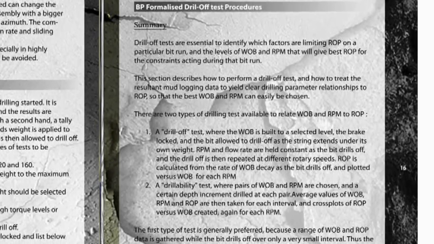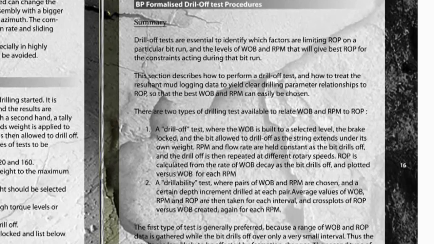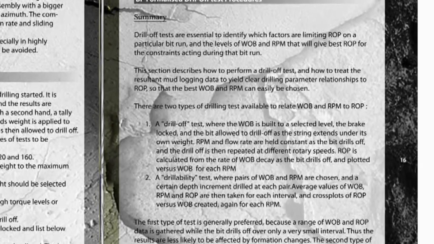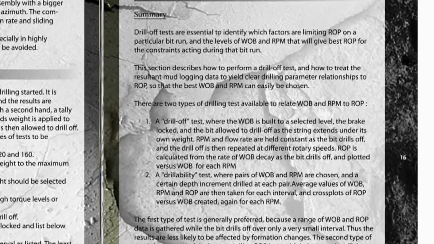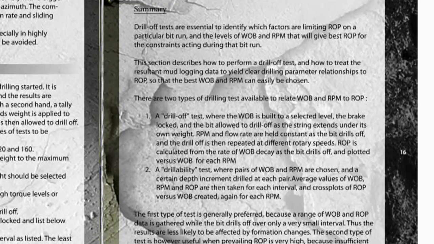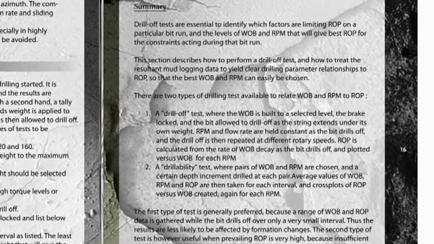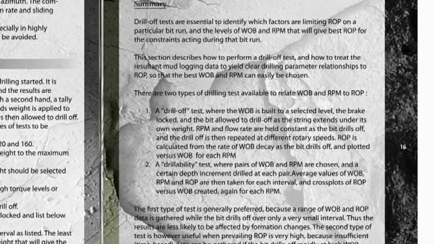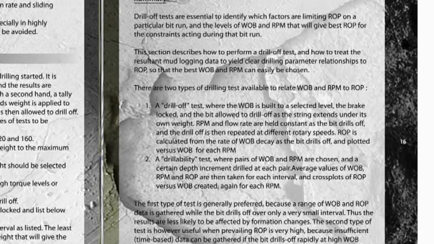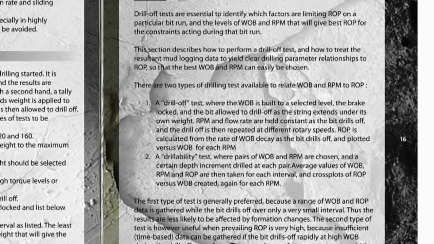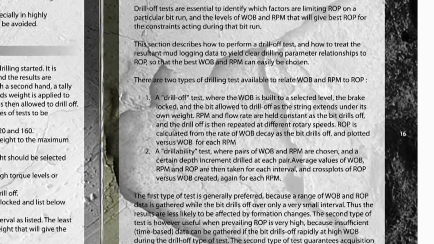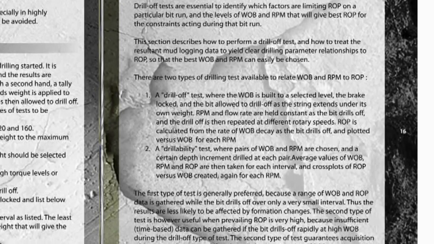There are 2 types of drilling test available to relate WOB and RPM to ROP. 1. A drill-off test, where the WOB is built to a selected level, the brake locked, and the bit allowed to drill off as the string extends under its own weight. RPM and flow rate are held constant as the bit drills off, and the drill-off is then repeated at different rotary speeds. ROP is calculated from the rate of WOB decay as the bit drills off, and plotted versus WOB for each RPM.